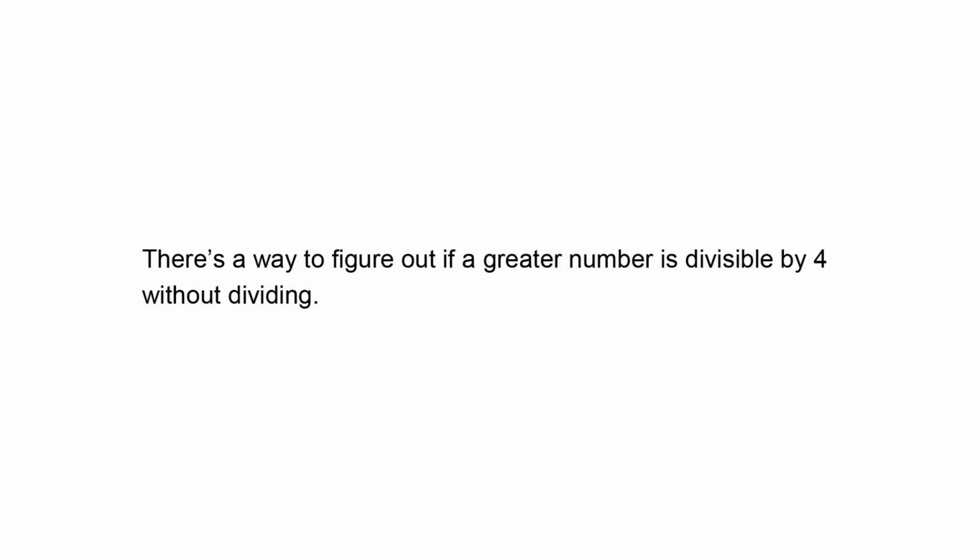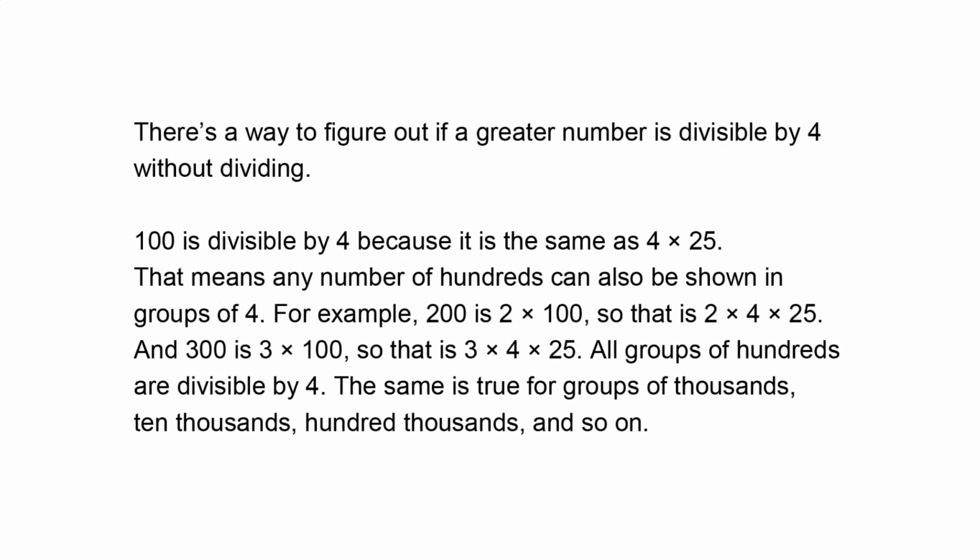There's a way to figure out if a greater number is divisible by 4 without dividing. 100 is divisible by 4 because it's the same as 4 times 25. That means any number of hundreds can also be shown in groups of 4. For example, 200 is 2 times 100, so that is 2 times 4 times 25. And 300 is 3 times 100, so that's 3 times 4 times 25. All groups of hundreds are divisible by 4. The same is true for groups of thousands, 10,000s, 100,000s, and so on.